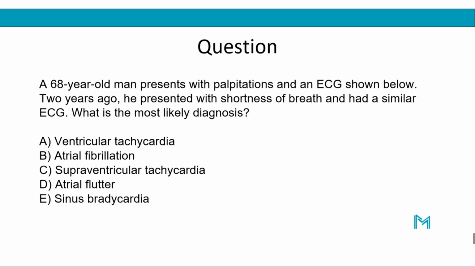Today's question says a 68-year-old man presented with palpitations and an ECG shown below. 2 years ago, he presented with shortness of breath and had a similar ECG. What is the most likely diagnosis? A. Ventricular tachycardia. B. Atrial fibrillation. C. Supraventricular tachycardia. D. Atrial flutter. E. Sinus bradycardia.